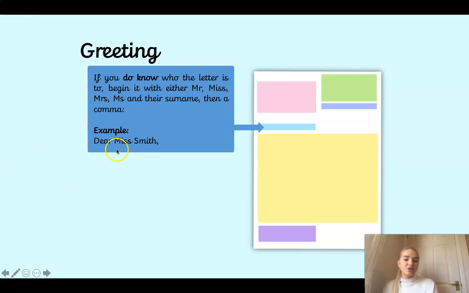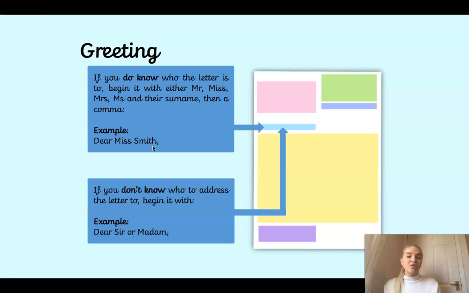So you might be writing to someone with the surname Smith. If you don't know their first name, you will put Dear Miss Smith, and that just shows a bit of formality, but you mustn't forget the comma after it. That's really important.